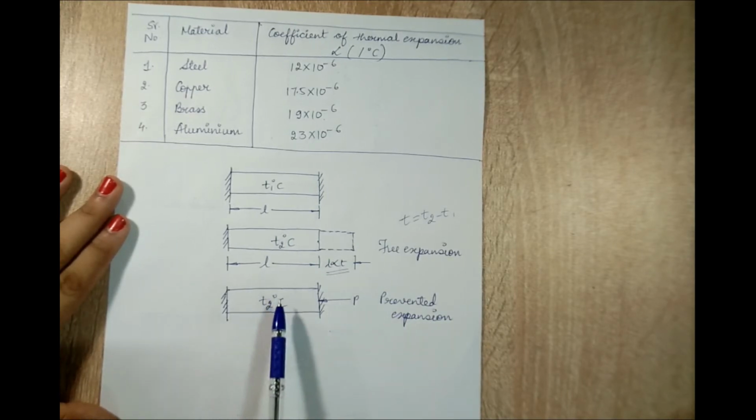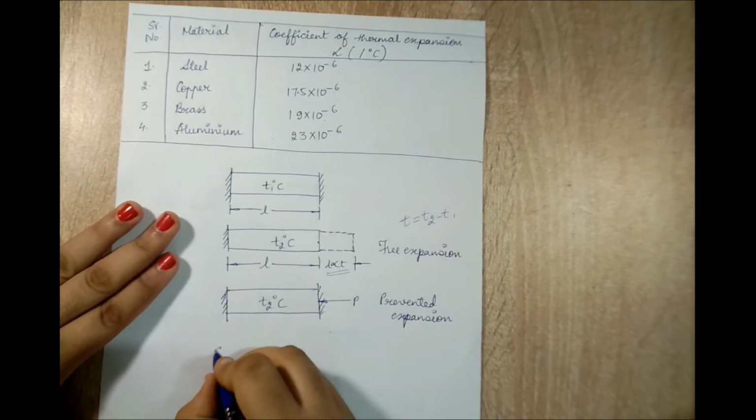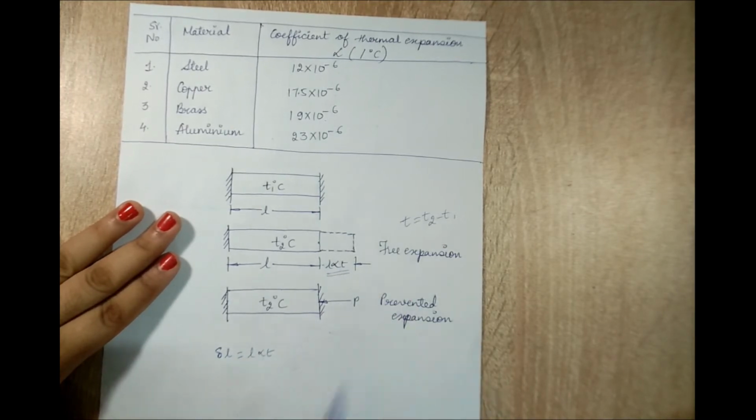Since there are temperature stresses, there will be temperature strain as well. Now in this figure, delta L is actually L alpha T, which would have happened had it been a free expansion.